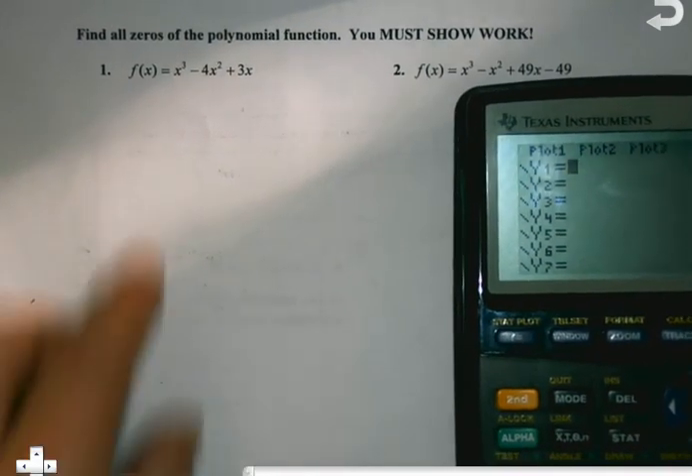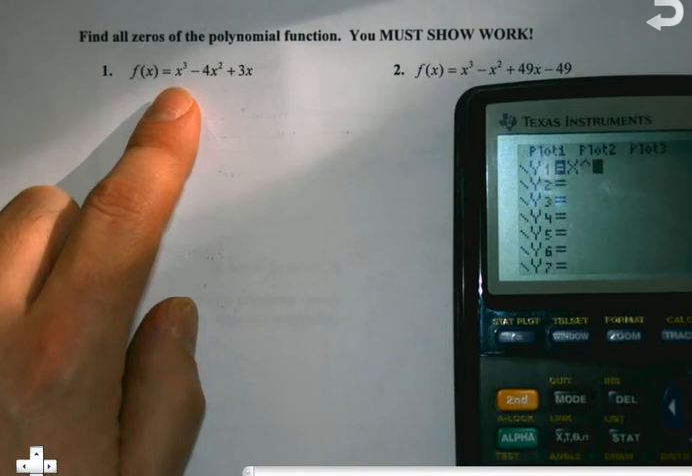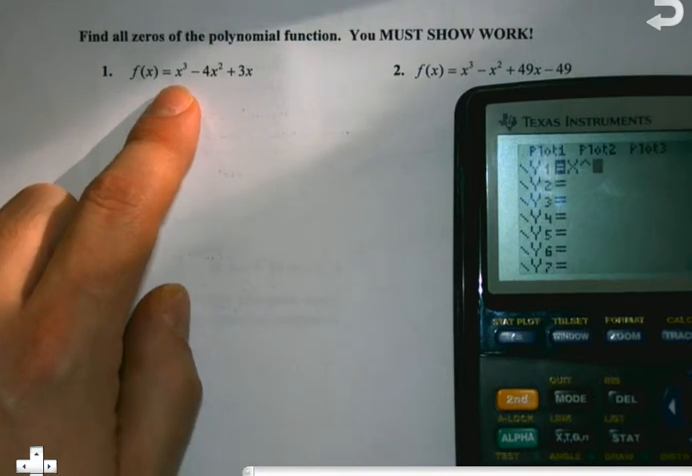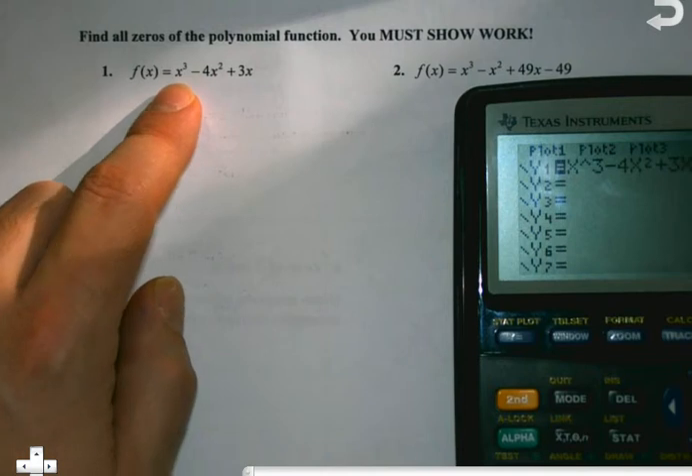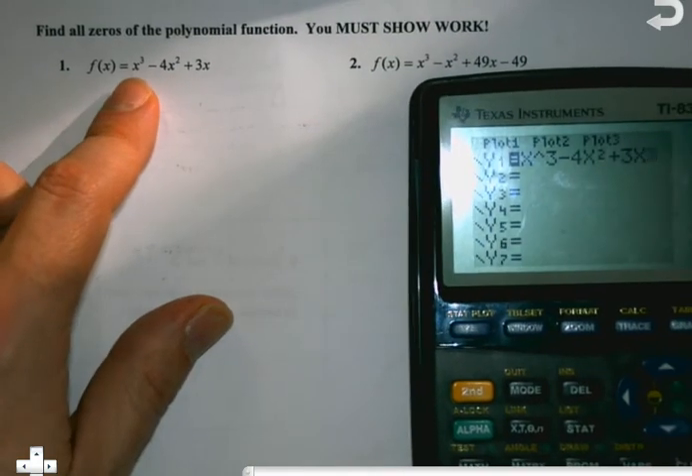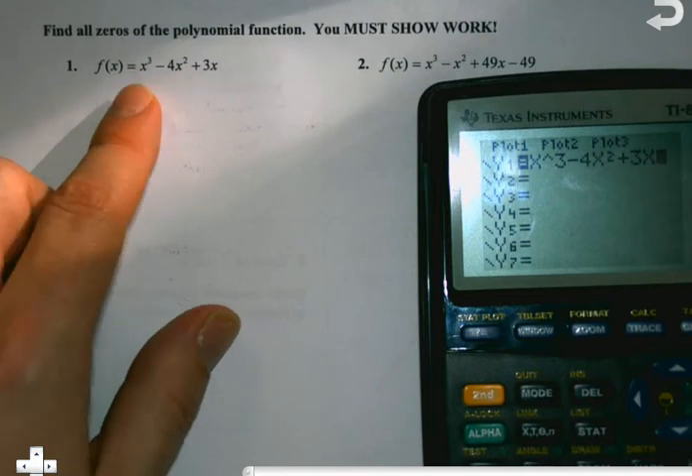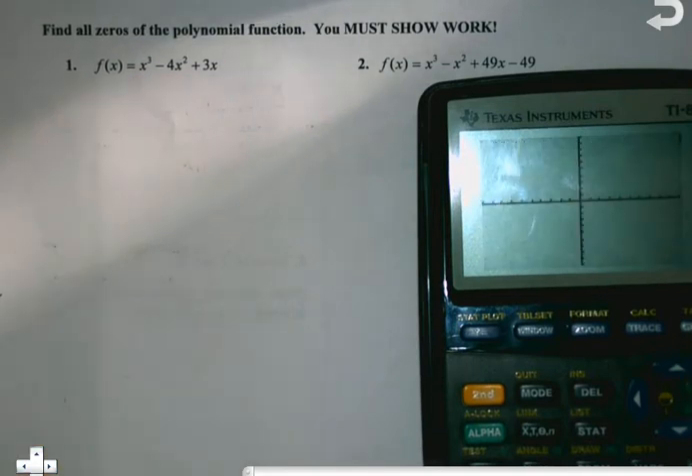We're going to type this first expression in. The x is our funky button here next to alpha. The caret button right above divide is for any exponent above 2, that funky up arrow. So it's x to the third minus 4x squared plus 3x. And now we're going to go ahead and graph that.